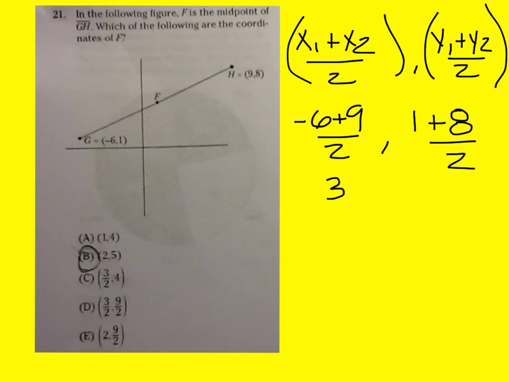But this will be 3 over 2, and then this one will be 9 over 2. Anything more we have to do to that?